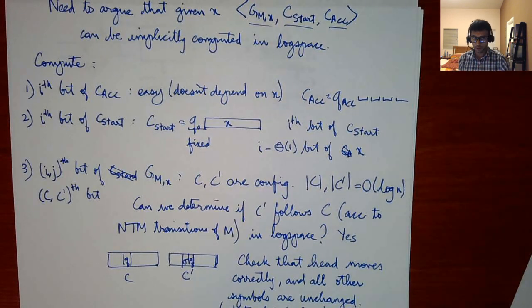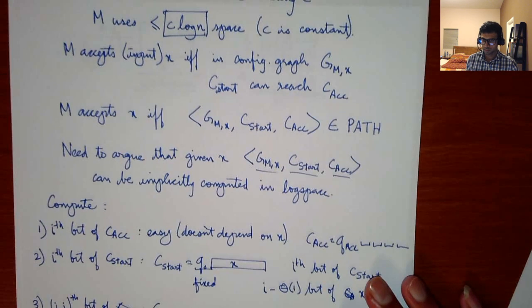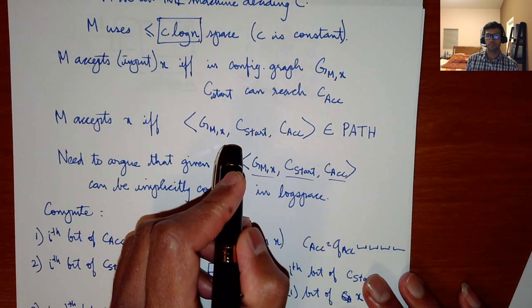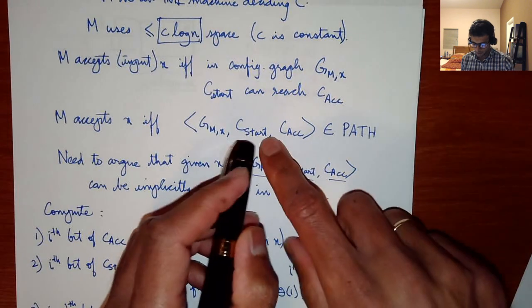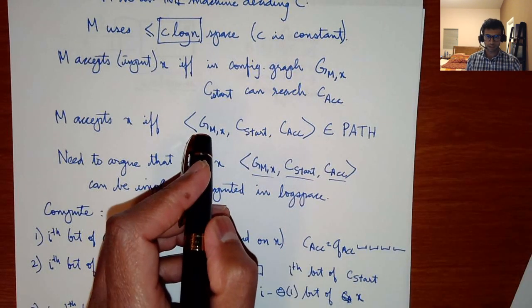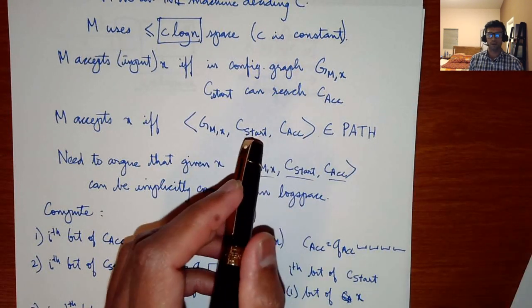Right. So to be clear, this is not giving an NL algorithm. This is giving a reduction from the language to an instance of the path problem. The point is, this instance can be constructed in log space implicitly. Each bit of the instance can be computed in log space.